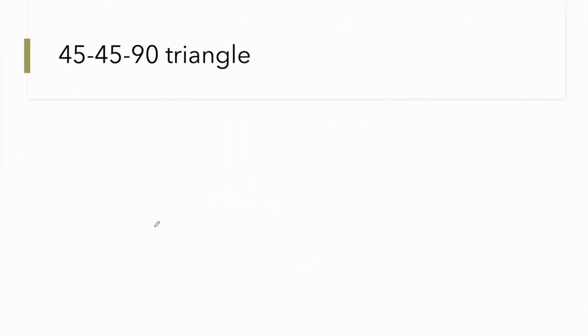Let's look at the 45, 45 triangle. I will draw a triangle. Label my 90 degrees. So this is 90 degrees, not drawn to scale. This is 45, 45. Okay, so this is our special triangle. How did we get this special triangle? It started with a square. So we had a square.